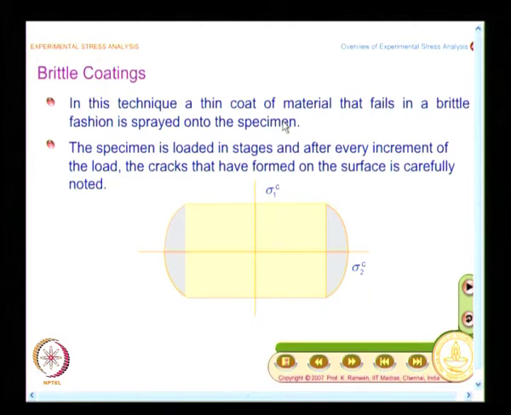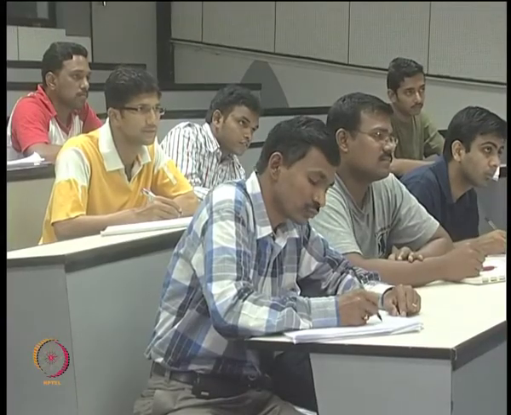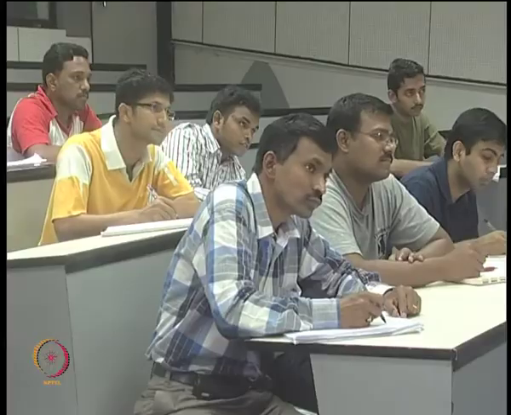A brittle material fails by what theory? What is the theory of failure for a brittle material? It fails by maximum stress theory or maximum strain theory, and you can call it as Morse theory, whichever way you want to call it. Okay. So, once it fails, you are able to get the principal stress direction from that.